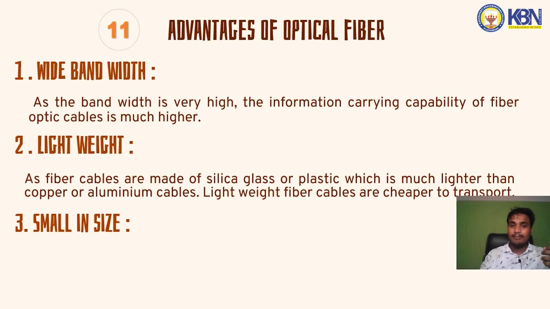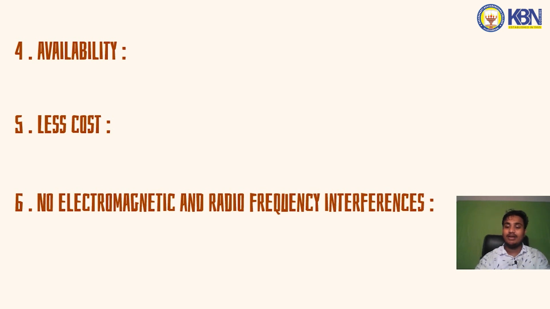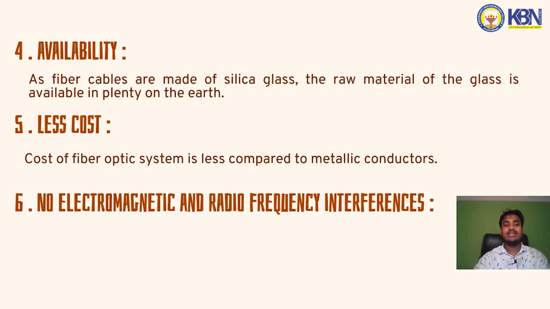Now coming to the other advantages, optical fibers are very small in size. Why? Because they have only three components: core, cladding, and the coating. Now coming to the availability, these cables are made of silica. The raw material, glass, is available in plenty in the earth. They are very low cost, and manufacturing them is also easy.